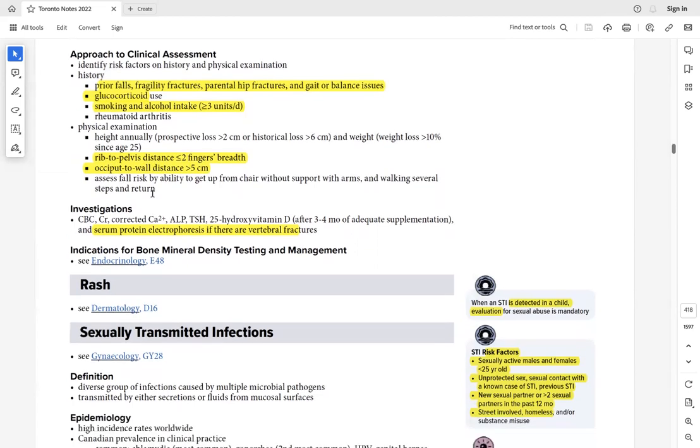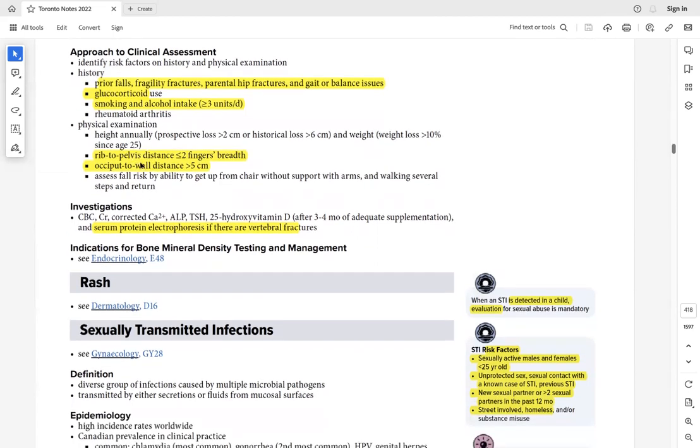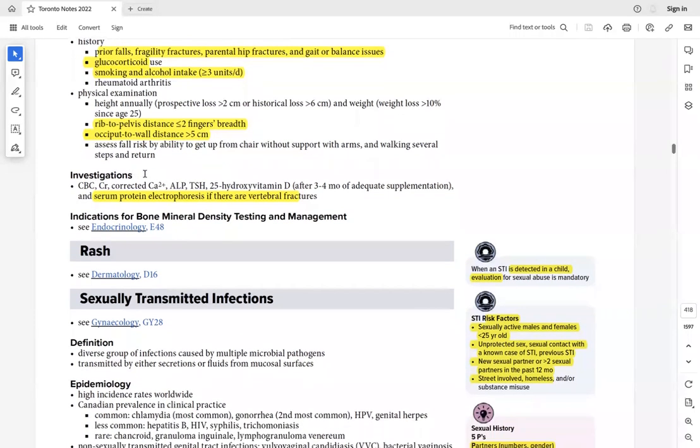It's a physical examination, but you should know the names of the examinations. They will not ask you how to perform them, but they do want you to know the names. And then we will treat the patient accordingly. Mostly, what do we give these patients? We start them on bisphosphonates, alendronate, vitamin D, and calcium.